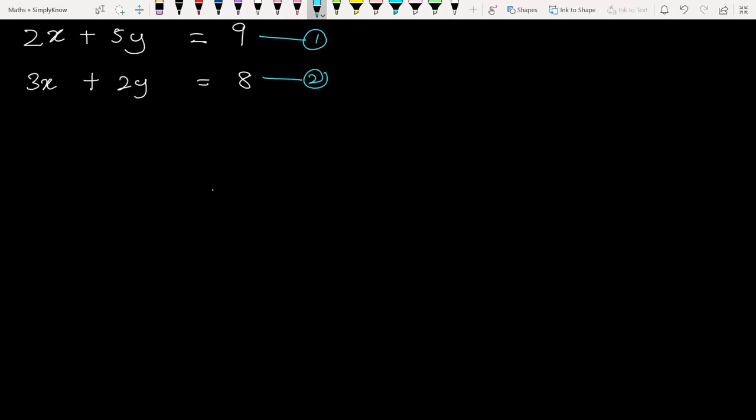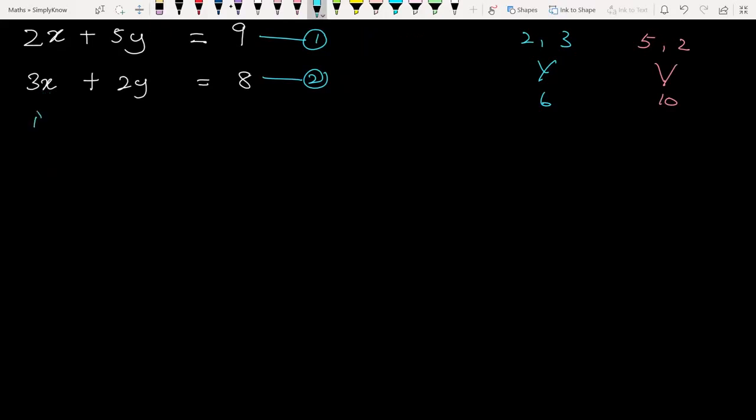In this case, if I want to equate the coefficients of x, I can multiply the first equation by 3 and second equation by 2. So I can equate 2 and 3 to 6. Or if I want to equate the coefficients of y, I can multiply the first equation by 2 and second equation by 5. That means I'm going to equate 5 and 2 to 10. Anyhow, I'm going to equate the coefficients of x.